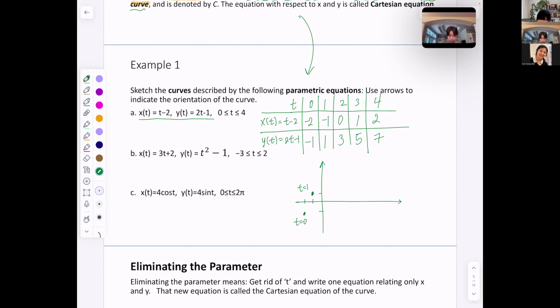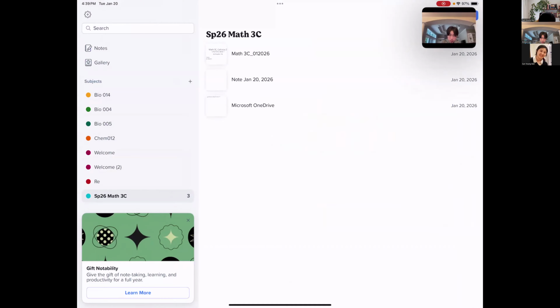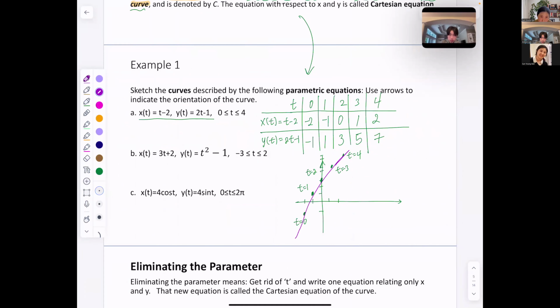Where's t equal to 2? 0, 1, 2, 3. This is t equal to 2. 1, 5 right here. T equal to 3. 2, 7. T equal to 4. So this line, if you draw, it looks linear. It should be linear. Oh, sorry about that. Are you guys okay? Yeah.